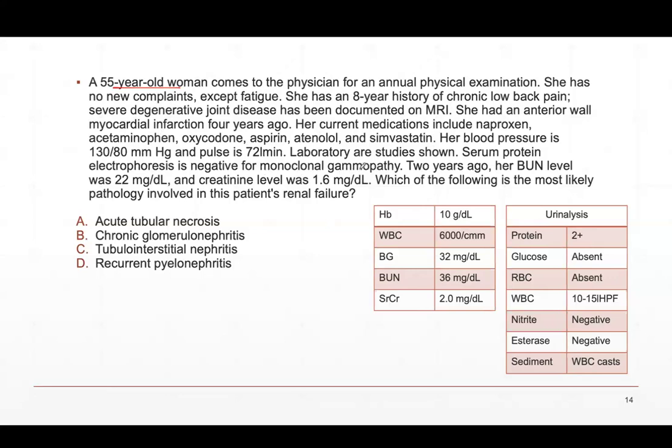And she does not have monoclonal gammopathy. And 2 years ago, her BUN was 22. Her creatinine was 1.6. So her creatinine increased and her BUN also increased. Okay? And look at this. There's a very important thing. She has a very, very long history. But a component of these is very important for you right now.